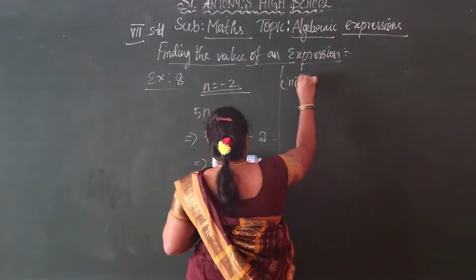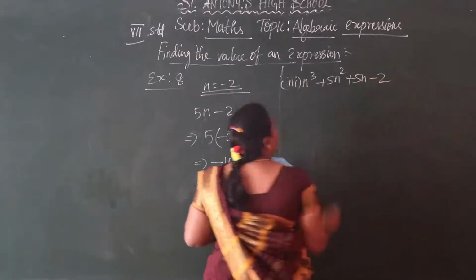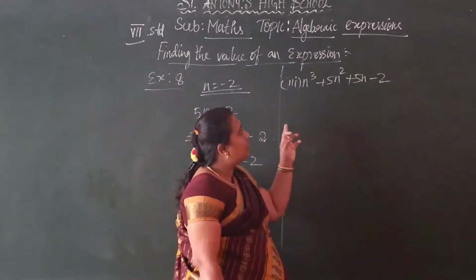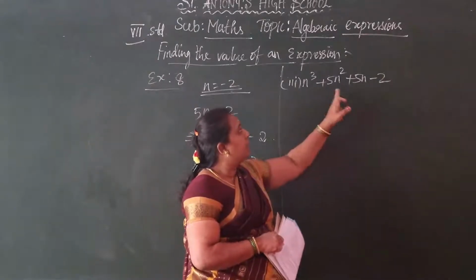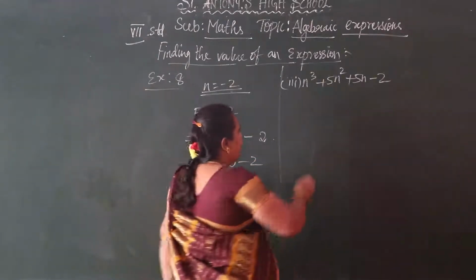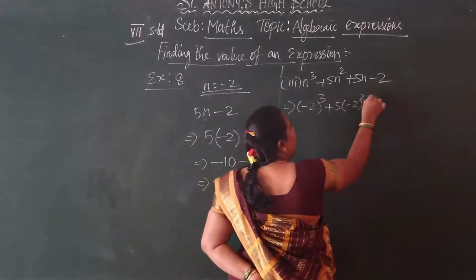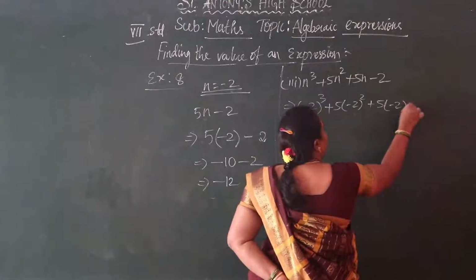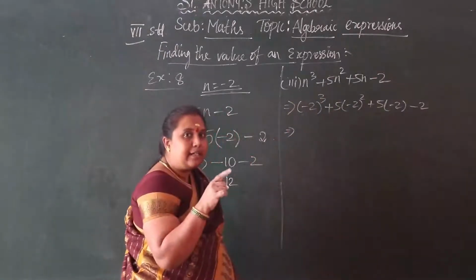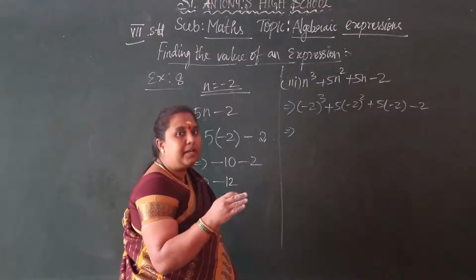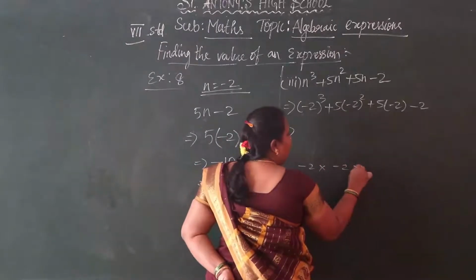Okay, so third one, n cube plus 5n square plus 5n minus 2. Okay, so n cube plus 5n square plus 5n minus 2. Here we have to substitute all the n. Okay, n we have to replace it to minus 2. See, that is minus 2 whole cube plus 5 into minus 2 square plus 5 into minus 2 minus 2. Okay, see here this minus 2 cube. Okay, the exponent can represent how many times we have to multiply the base number. Okay, so that is minus 2 into minus 2 into minus 2.